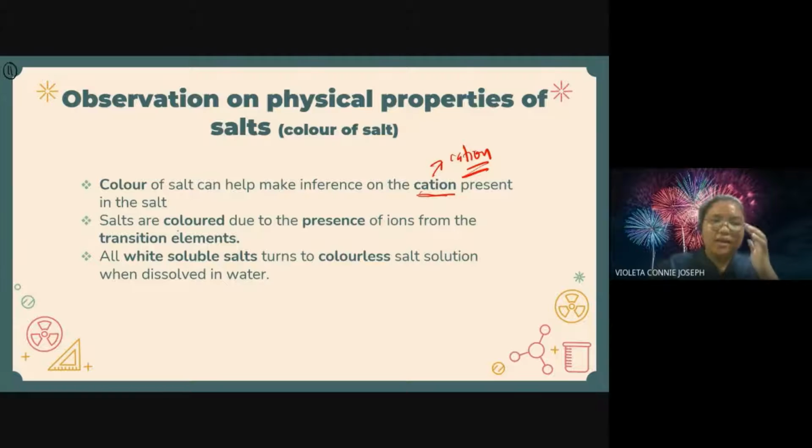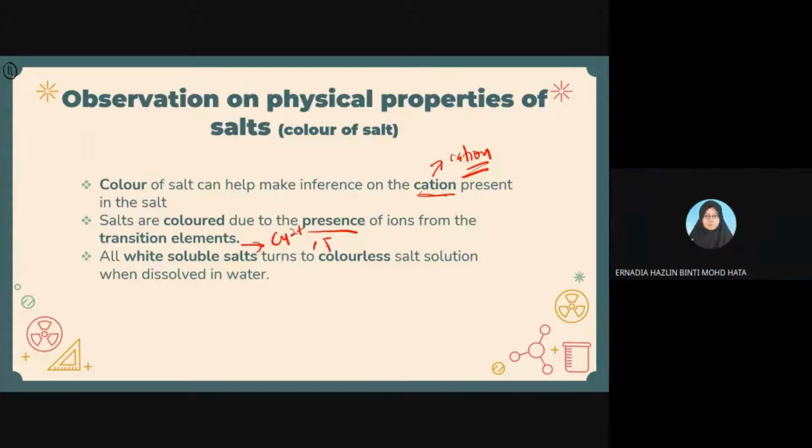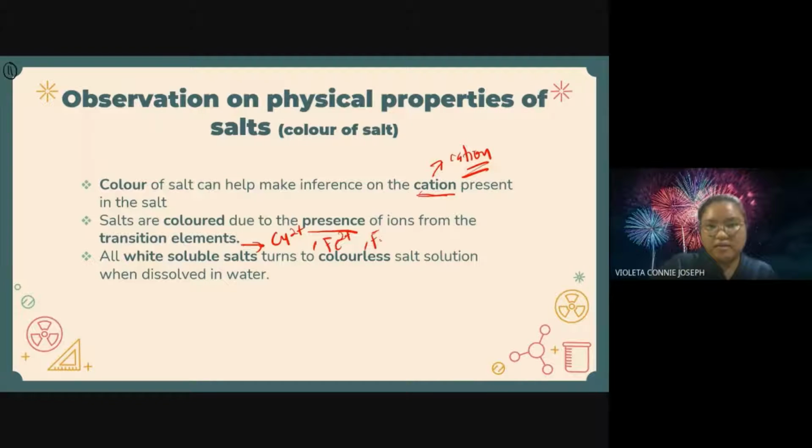Okay, and then for salts that are colored, it is due to the presence of transition elements. So transition elements are like the ones we saw earlier, Cu2+, Fe2+, Fe3+. And then all white soluble salts turn to colorless salt solution when dissolved in water, like we saw in our activity earlier. So from here, any questions? Ada soalan?